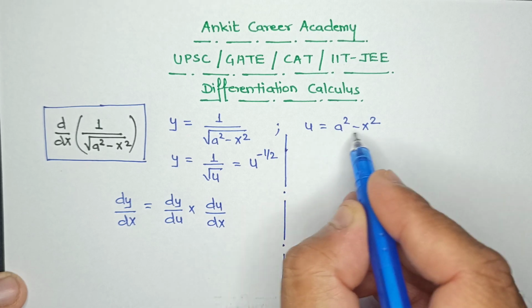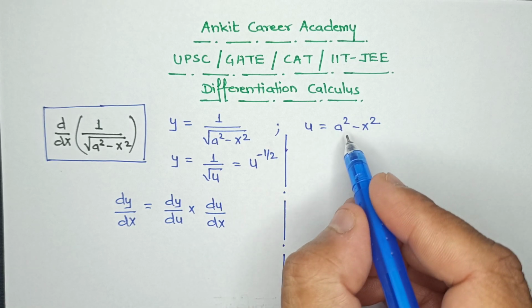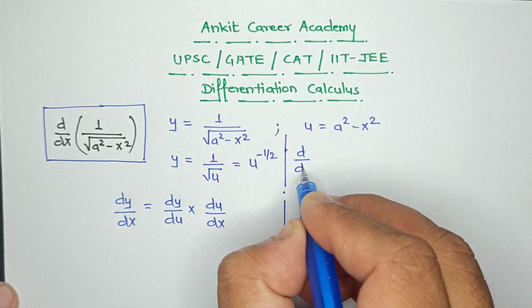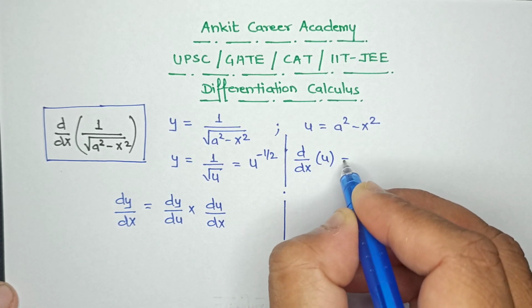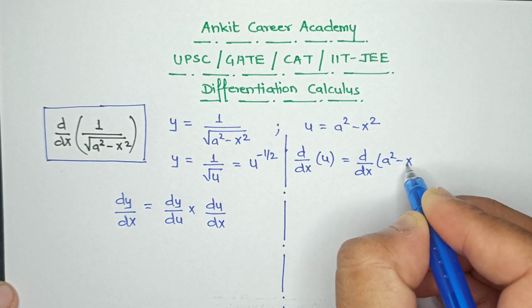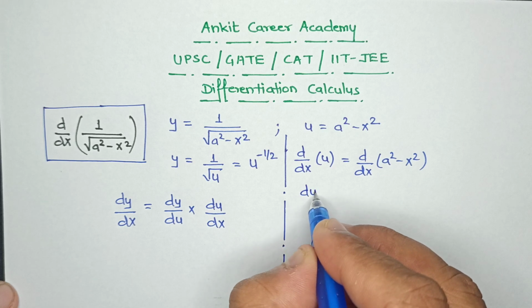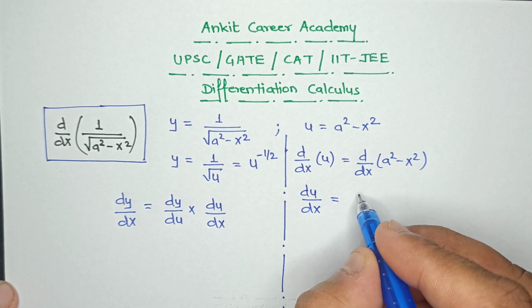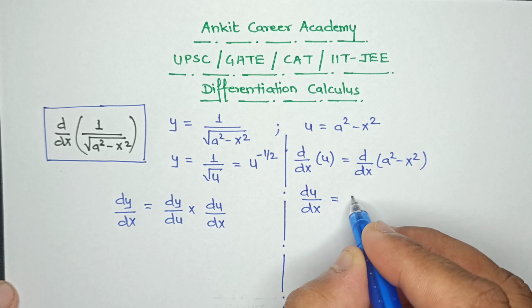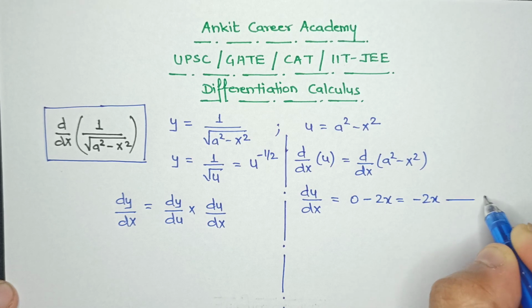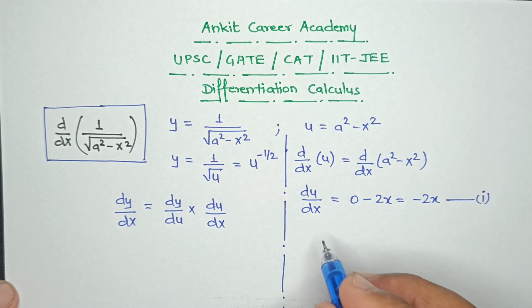Now the value for u is given as a square minus x square, where the value of a is a constant. So let's take the operator here. d by dx of u is equal to d by dx of a square minus x square. So the value of du by dx is equal to d by dx of a square, which is 0, minus 2x, so that becomes minus 2x. Let us say this is equation number 1.